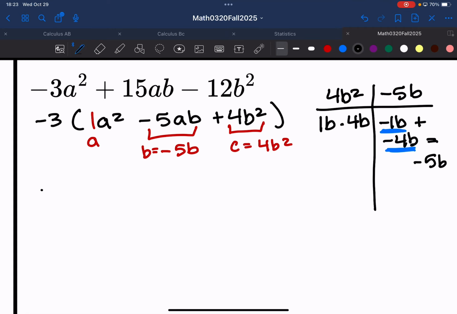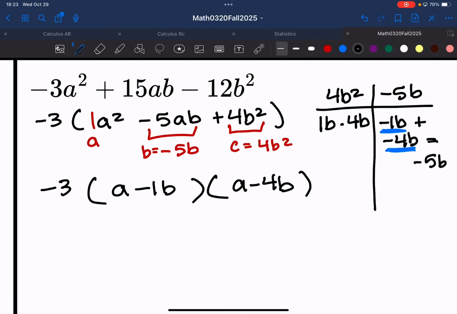So then we have negative 3 bringing down our GCF. And then in the first parentheses, we're going to have a minus 1b. What would be in the second parentheses? A minus 4b.